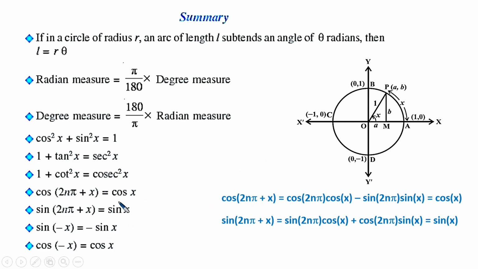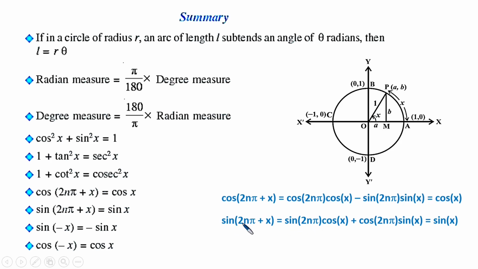So here I have shown how to prove this. That is cos of 2n pi plus x, cos of a plus b is cos a cos b minus sin a sin b. And we know that cos of, suppose this is your 0, then again comes 2 pi, 4 pi, so we know this is always 1. So 1 times cos x, and we know that the projection of this point on the y axis is 0. So this is 1 times cos x, which is cos x.